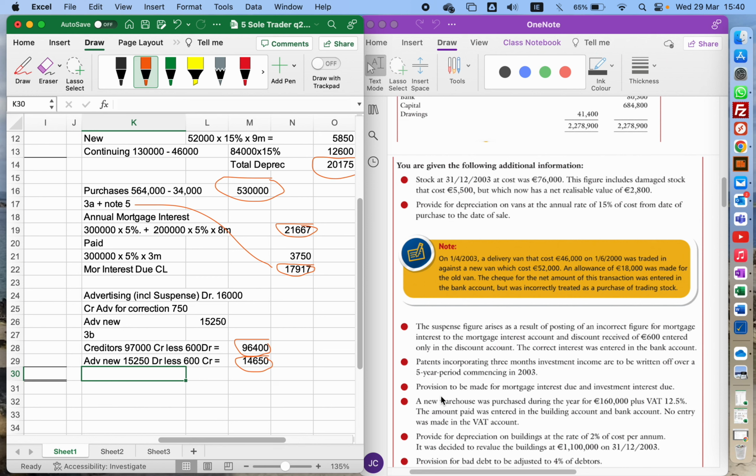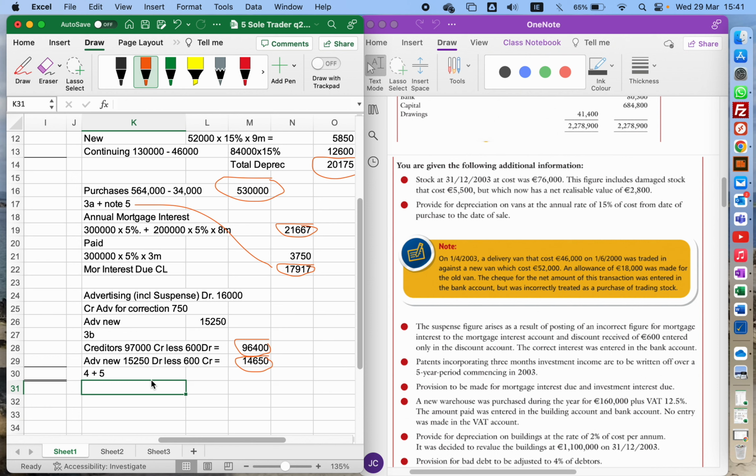This is the one I got a little bit mixed up on the last time around. So this one here, patents incorporating 3 months are to be written off over a 5-year period. While I'm doing this, I'm going to work out how much investment income should be received, which is going to be part of note number 5. So I'm going to call this note number 4 and note number 5.